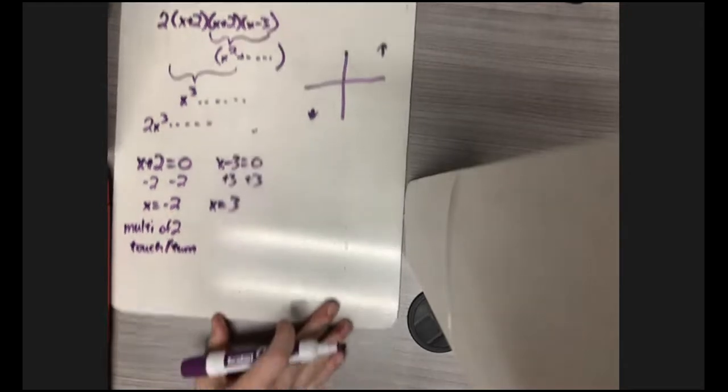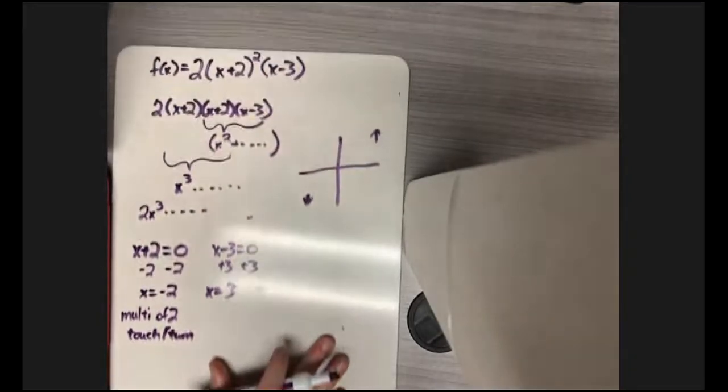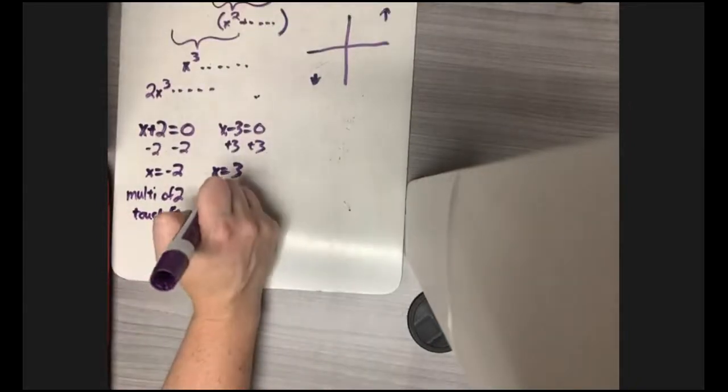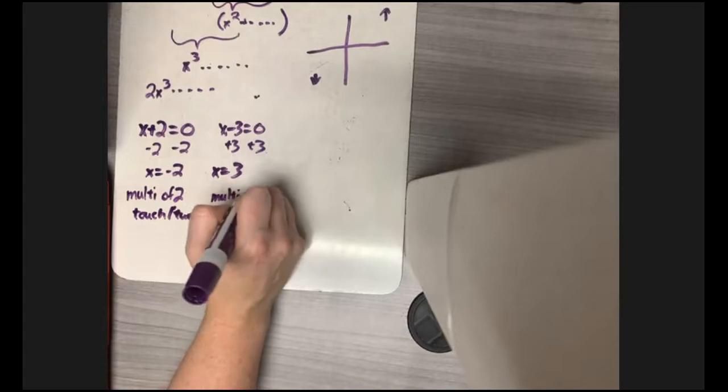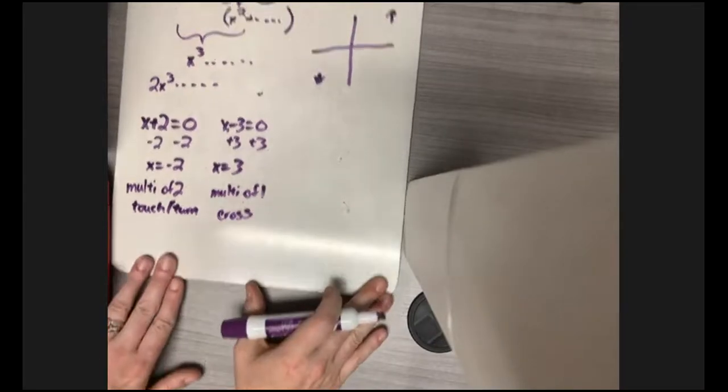So I've got x equals 3. Move this up. This one was only there the one time. Okay, so it's just there that single time. So this one has a multiplicity of 1. So that means this is a cross point. So we'll go add this to our picture.